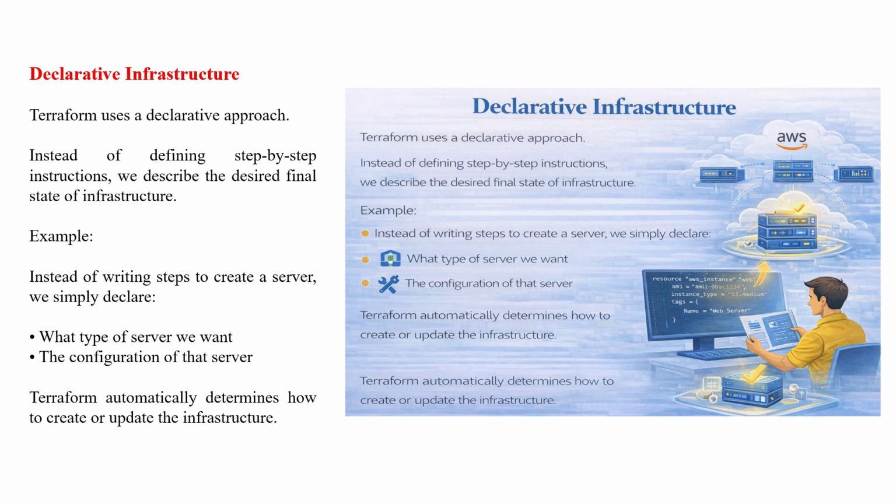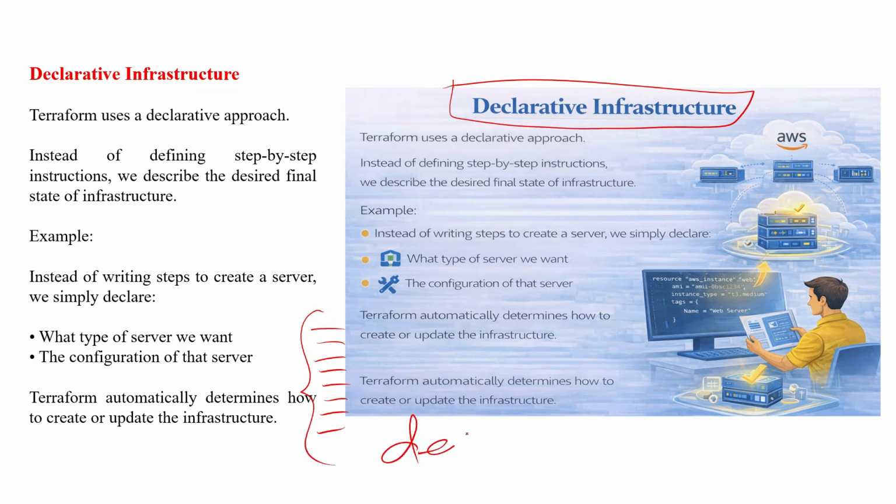Declarative infrastructure. As we learned in the previous session, we have imperative and declarative infrastructure, and Terraform is called declarative infrastructure. That means you don't need to define step-by-step instructions. You just need to define your goal, what exactly you need. I need up and running virtual machines. So you can define these set of instructions in Terraform.